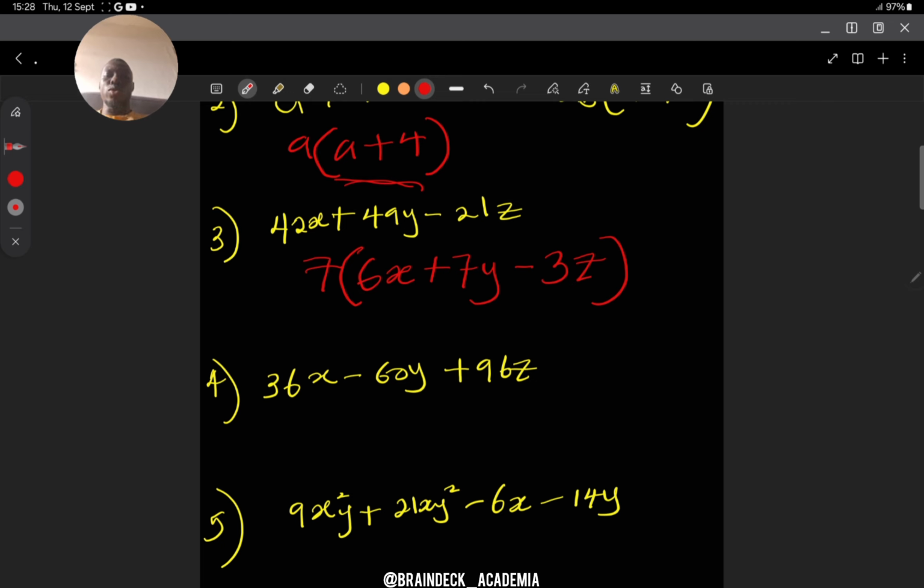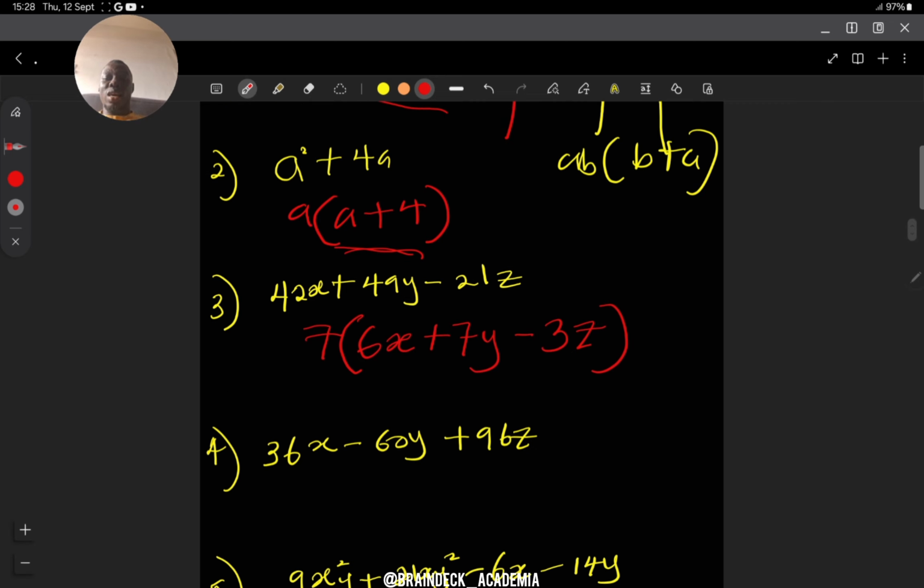Now another thing I failed to mention is that whenever you have gotten your answer after factorization, you can expand it. I've taught you how to expand already by using the factor outside to multiply the factor within the bracket.